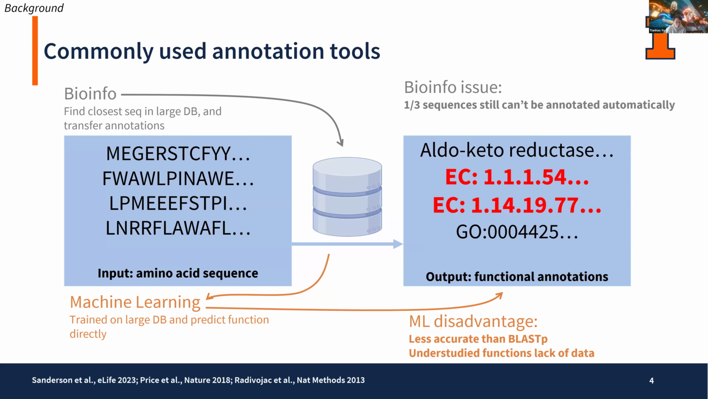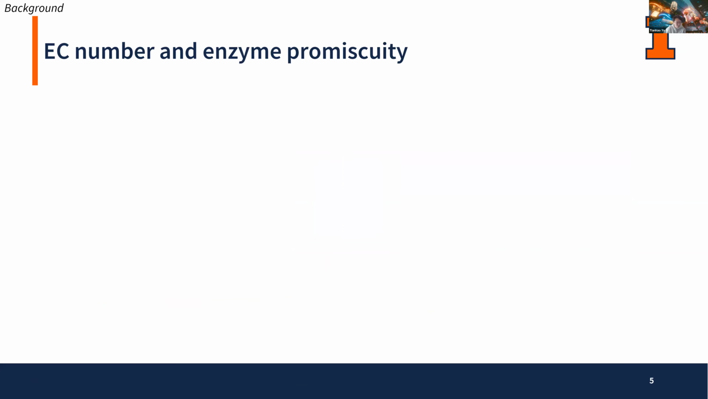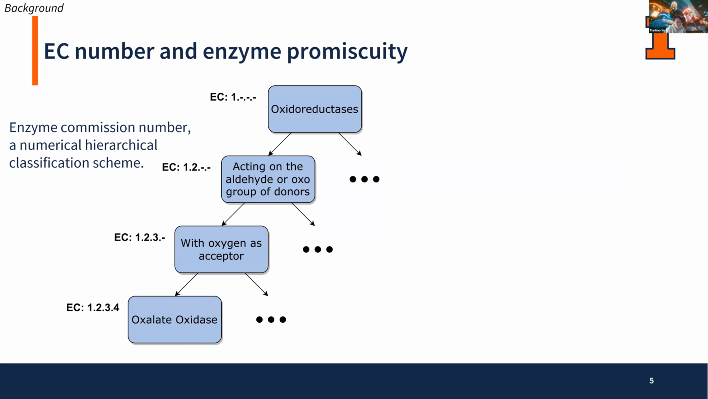So for our work particularly, we focus on enzymes. EC numbers are the labels we choose to characterize the enzyme functions. To give you a little bit of background on what EC numbers are, essentially EC number is short for the Enzyme Commission number. It's a hierarchical, numerical scheme to classify enzyme functions. Now, it has 4 digits.